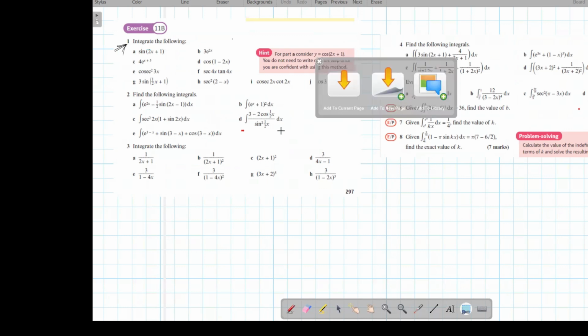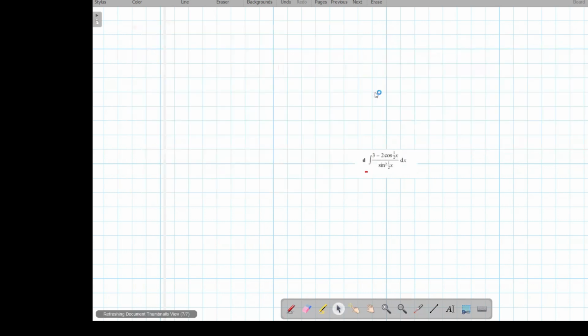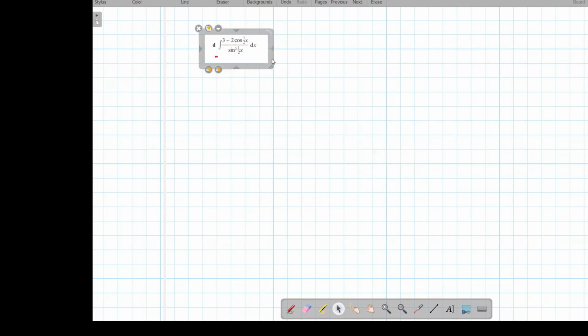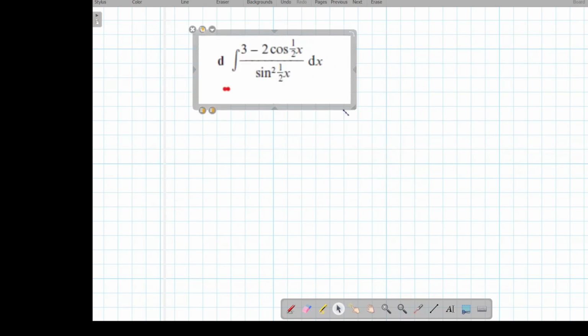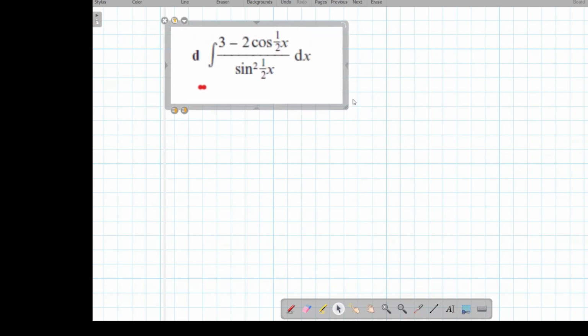Let's discuss this one first of all, then we go to these questions. What about D? That looks awful. Can you solve this? Is it reasonable to split the fraction up, or is that not a good move? Yes, of course.